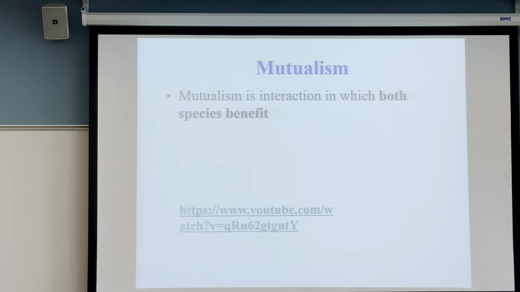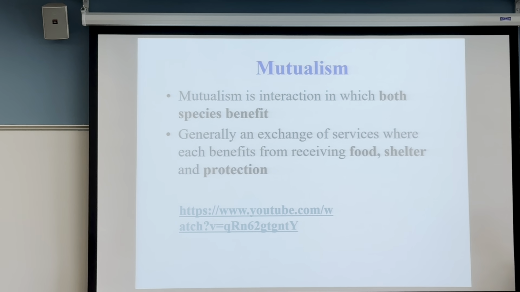All right, so let's talk about mutualism. Both species benefit in this relationship. It's a mutual benefit. Oftentimes you'll see the exchange of protection and food for shelter and food, usually combinations of these three things between the two organisms. There are lots and lots of examples of this out there.